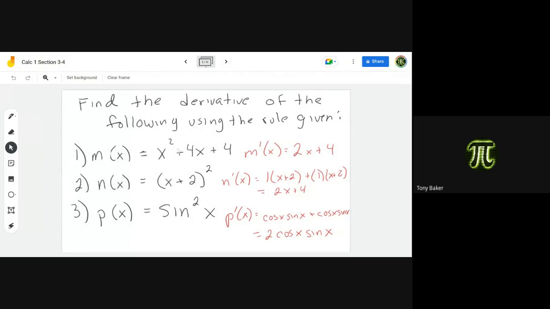So the first one, using the power rule, derivative of x squared is 2x. Derivative of 4x is 4. So you should get 2x plus 4 for the first one.